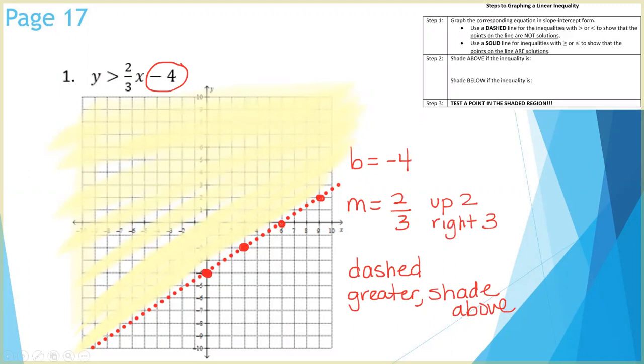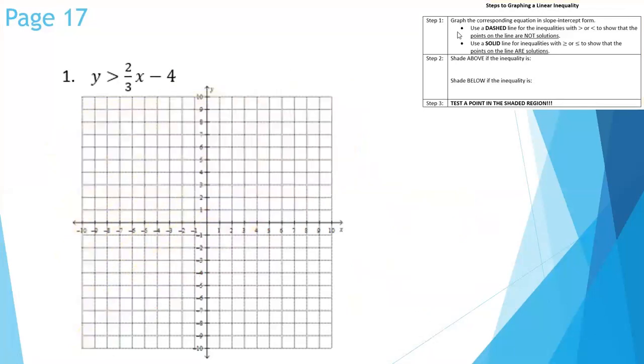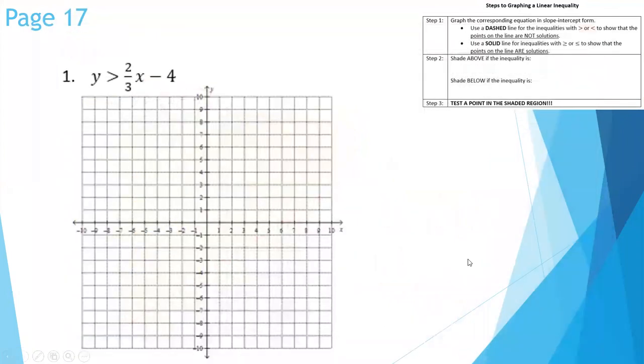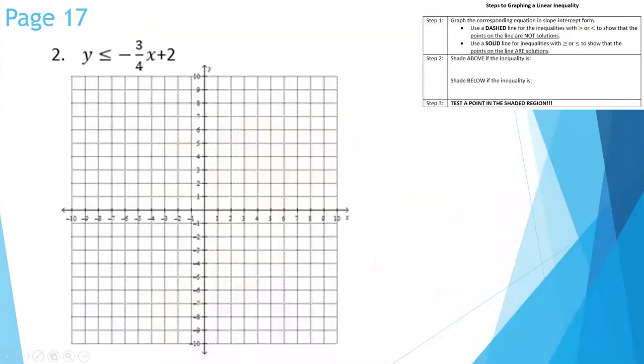And that's it. So let's do another one where it's just one inequality. And then we will do a system of inequalities. So go ahead and copy down question number 2, and then we'll work through it together shortly.